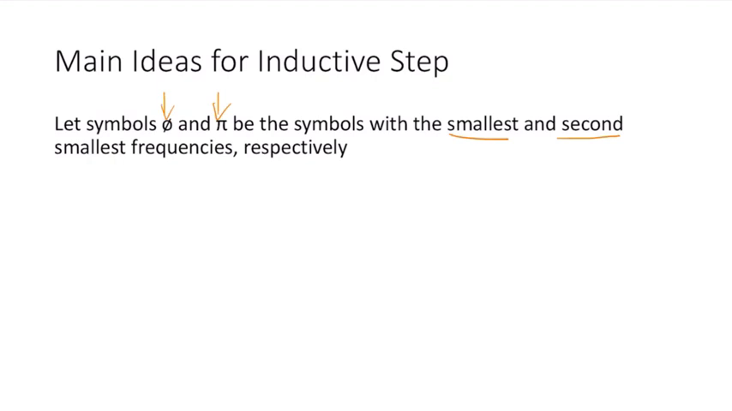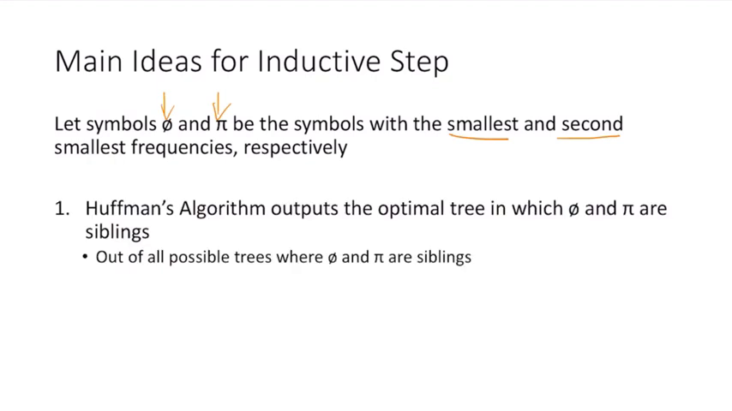Okay, so we have these two symbols. What we're going to use as our main ideas for our proof here is to say that Huffman's algorithm outputs the optimal tree in which phi and pi are siblings. Am I saying that wrong? Oh well. So basically we have a bunch of different possible trees, and there are a number of trees where these are siblings. They could be anywhere in the tree, so to speak. And we're just going to say Huffman's algorithm produces the optimal tree in which they are siblings.